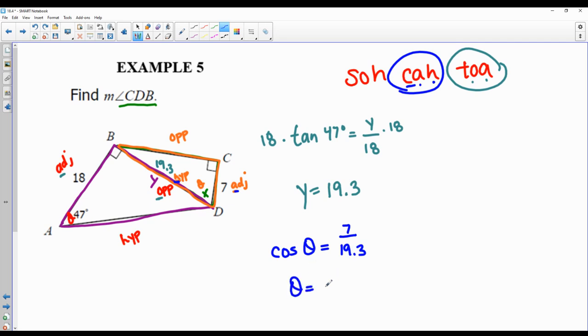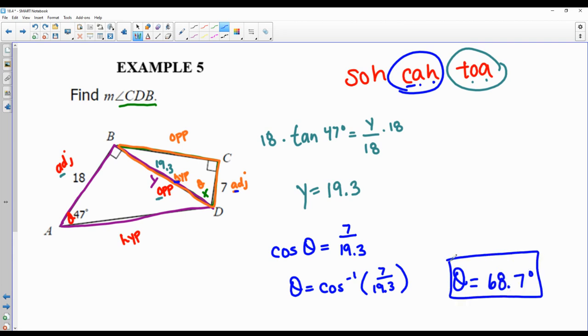To solve for that theta, you're going to do the inverse cosine. So second cosine of just 7 divided by 19.3. And let's see what our calculator tells us. So second cosine, 7 divided by 19.3. And I have 68.7 degrees is that theta right there, my missing angle.